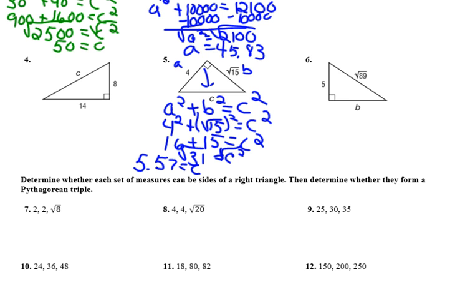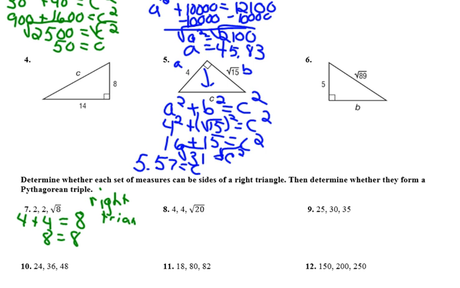Determine whether each set of measures can be the sides of a right triangle, then determine whether they form a Pythagorean triple. Well, I can tell you right now that the ones that have square roots in them cannot be a Pythagorean triple. But I still have to see if they meet the criteria just like I did up there. So we're saying I have to square them all, so 2 squared is 4, 2 squared is 4, square root of 8 squared is 8. 8 equals 8, so this one is a right triangle.